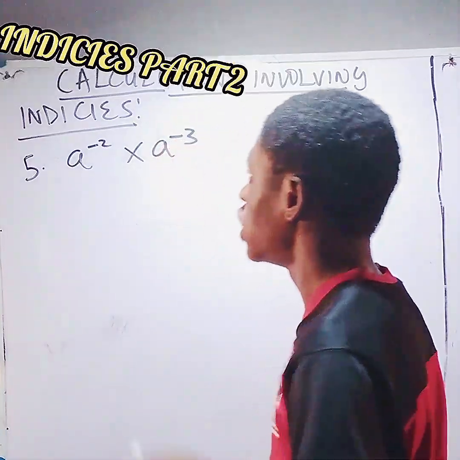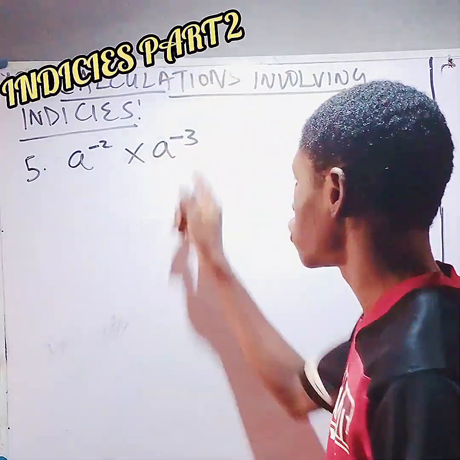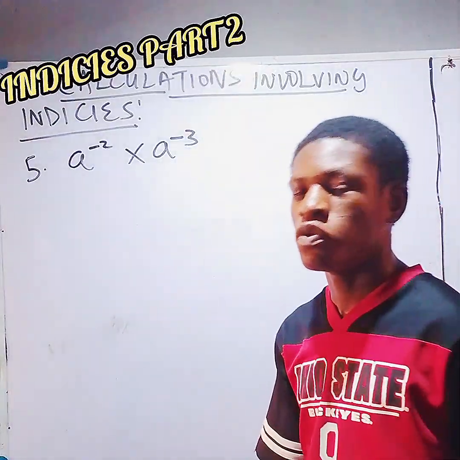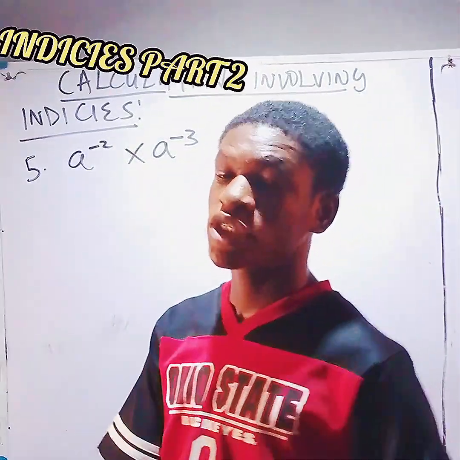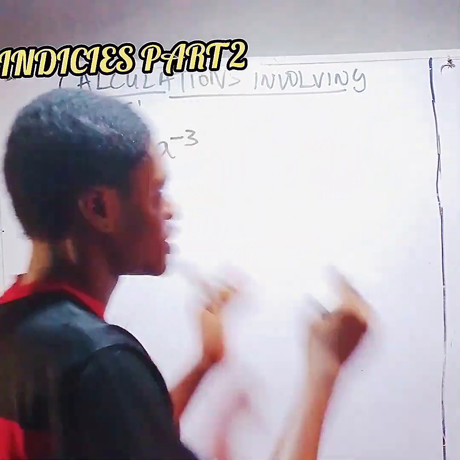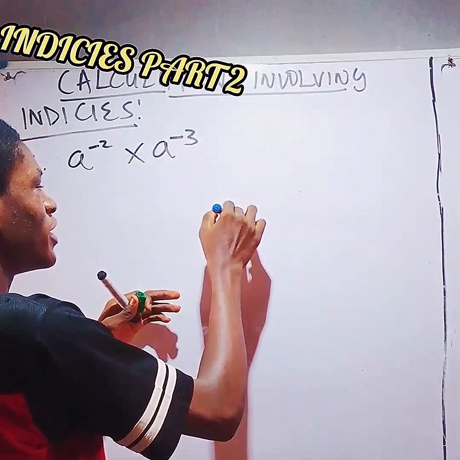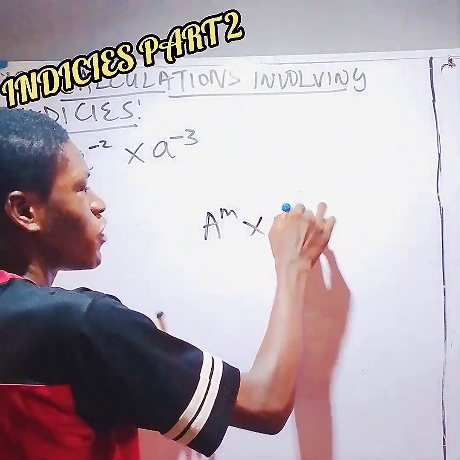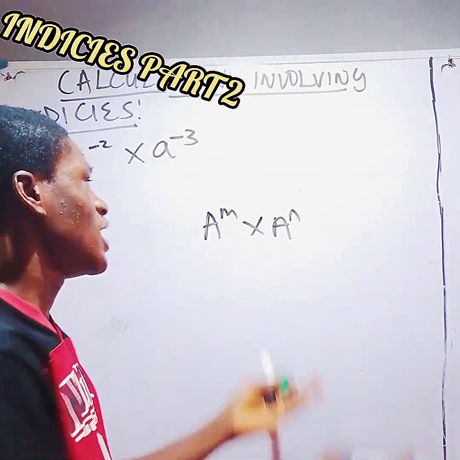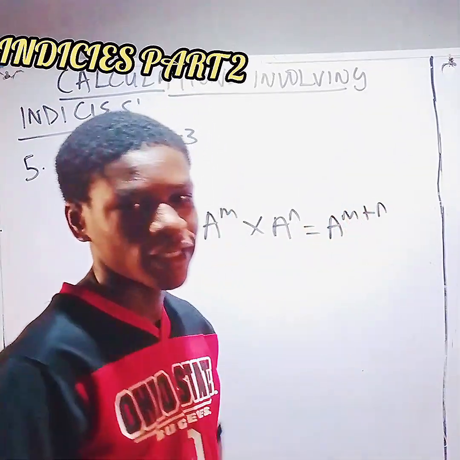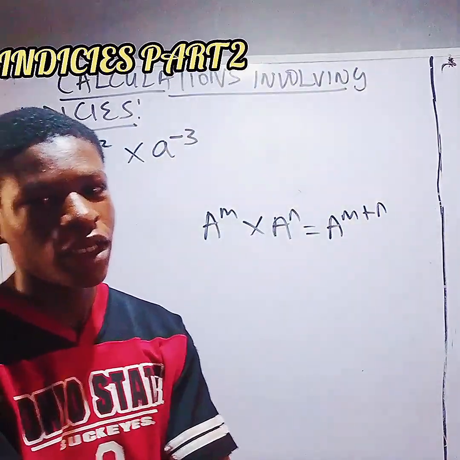Let's take the final one. a raised to the power of minus 3 times a raised to the power of minus 2. Multiplication, very, very simple. So you remember this is quite similar to our law, right? a raised to the power of m times a raised to the power of n is equal to a raised to the power of m plus n. Yes, it's quite similar.